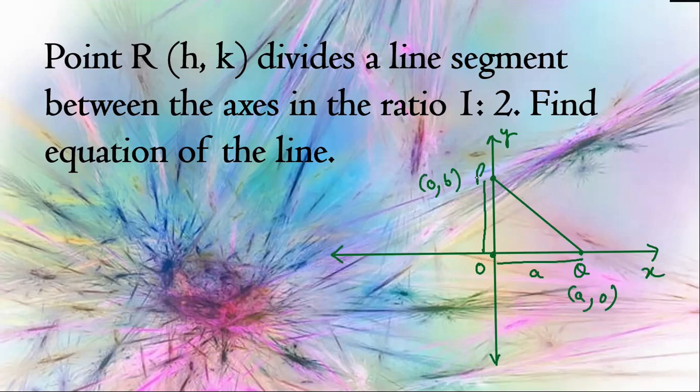Now what they are saying is that there is a point R with coordinate h comma k which divides the line segment, somewhere on the line. So here I am taking R, closer to P, because they are saying the ratio is 1:2. So this line is divided in the ratio of 1:2, and the coordinate of R is h comma k. Because we have a ratio, we can easily use the section formula.